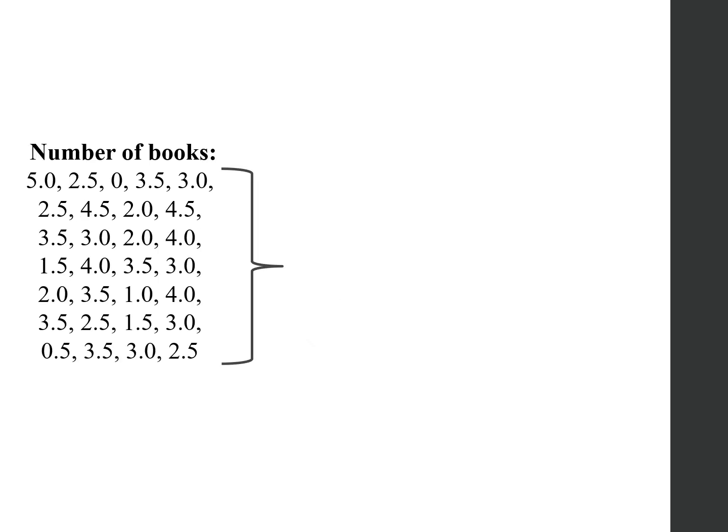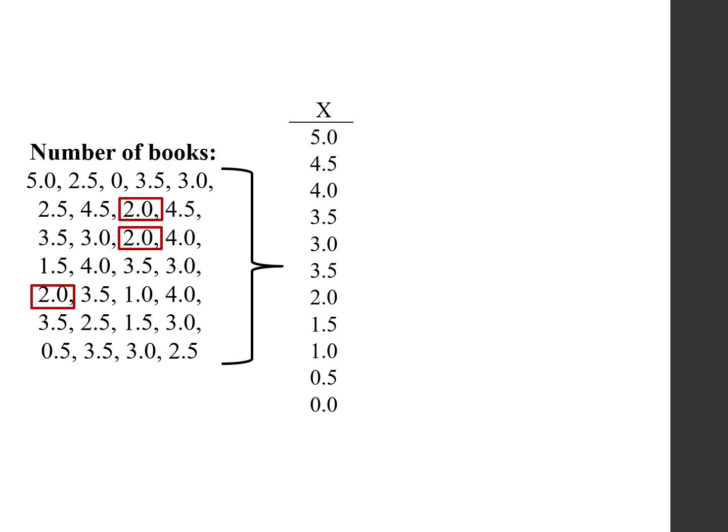So let's take those scores and then list them out from largest to smallest, and make sure to only list each one once. This is your X column showing the scores of your data. And as you can see, some of these numbers show up multiple times. List how many times they show up next to your score to create the frequency column.